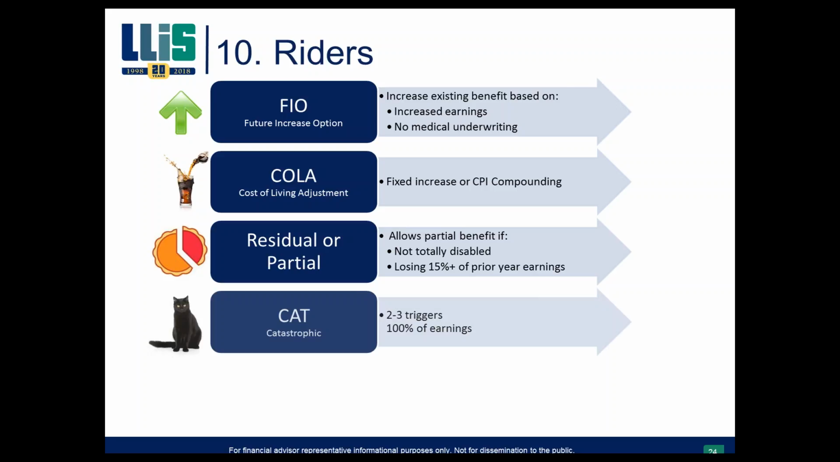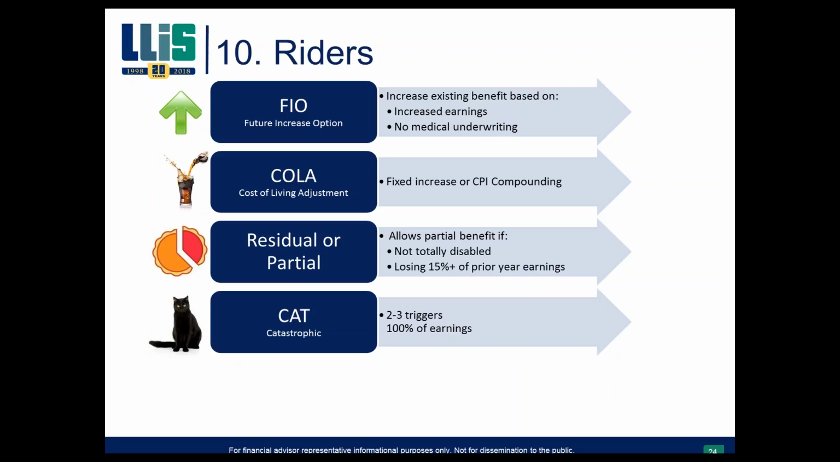This next one is the catastrophic rider. This one is probably the rider that gets taken off the most often if we need to tweak the plan, because this one is layered over the base benefit. So if you have a base benefit of $5,000, you could in theory have another $3,000 with the CAT rider or more. It's paid in addition to, so in that case the client would get $8,000.